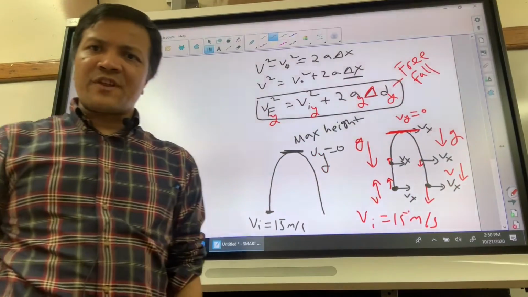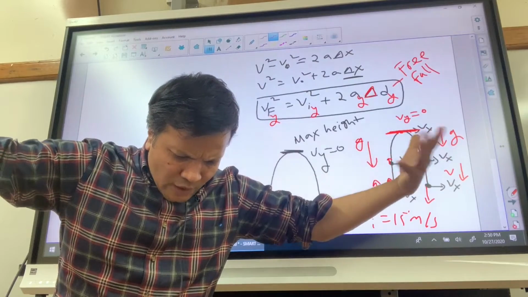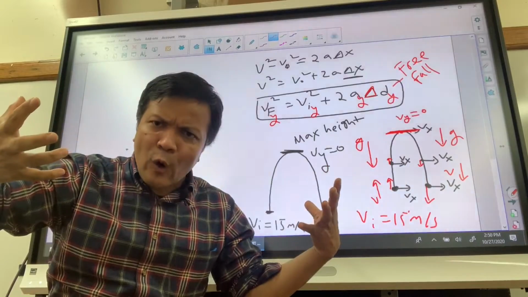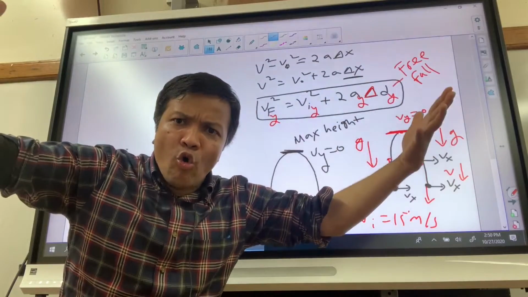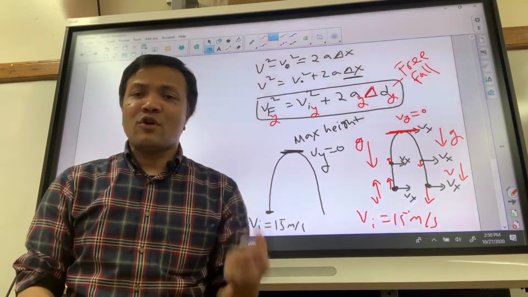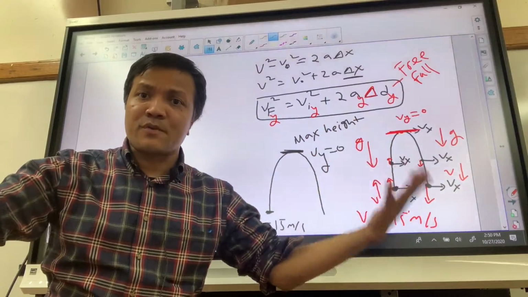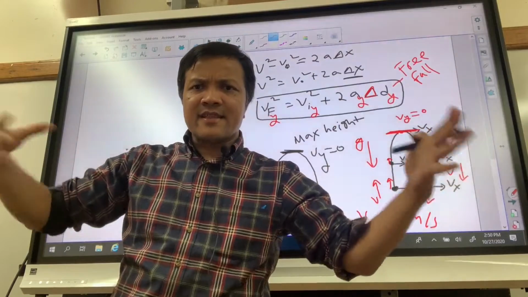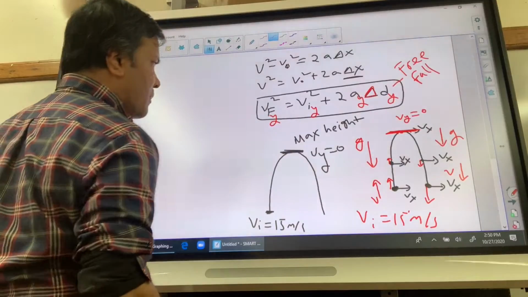Why is projectile motion a free fall? Well, projectile motion is when you throw something in the air, you throw it into space and allow it to move under the influence of gravity. So if I throw it in the air, I have to allow it to move under the influence of gravity. That makes it a projectile. If you don't allow it to move under the influence of gravity, then it's not a projectile.